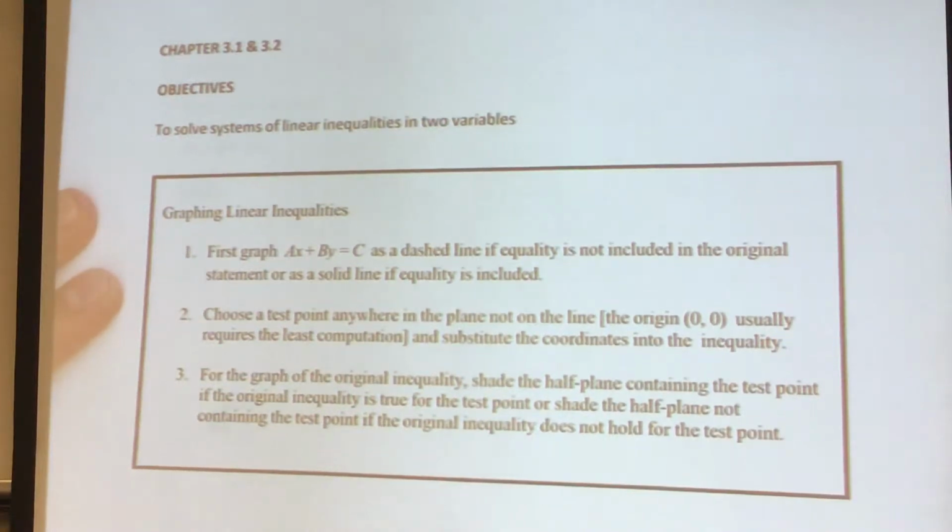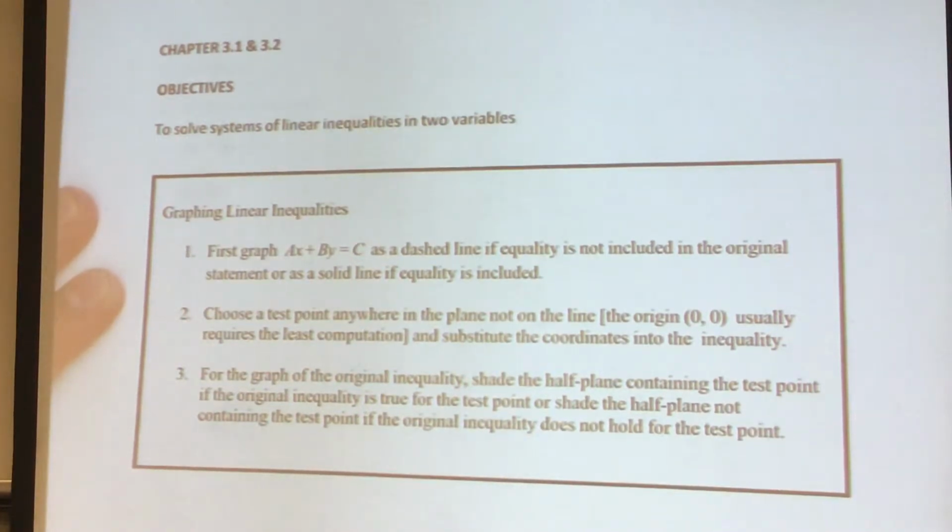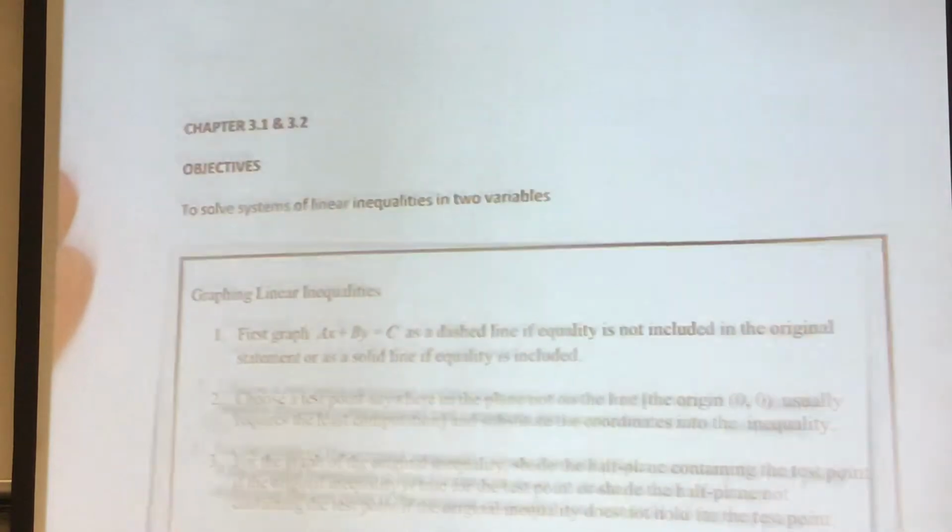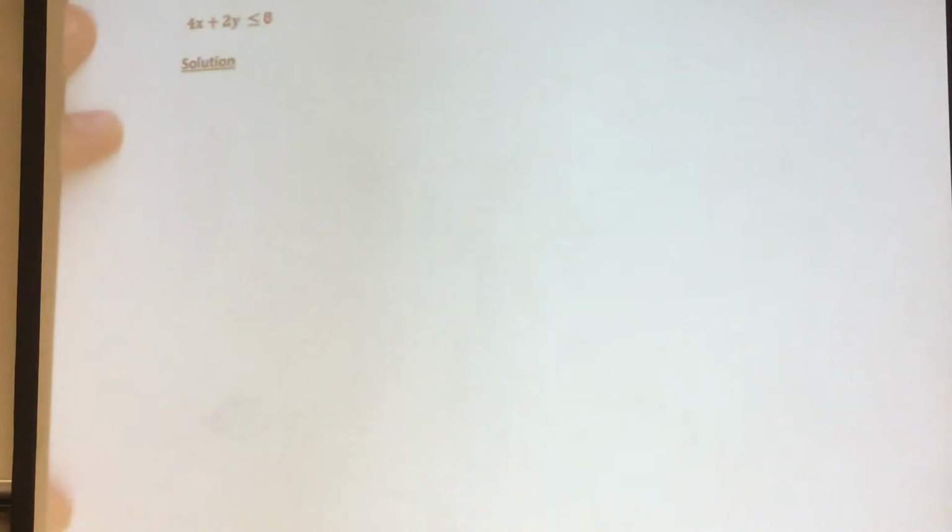Chapter 3, Sections 1 and 2. After you read the objectives, you can go ahead and do problem number 1. Graphing the following inequality. So now as you see, you have the graph here below. So in order to get that graph, let us use our intercept method to graph this equation.